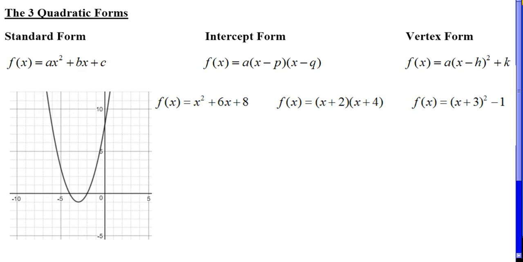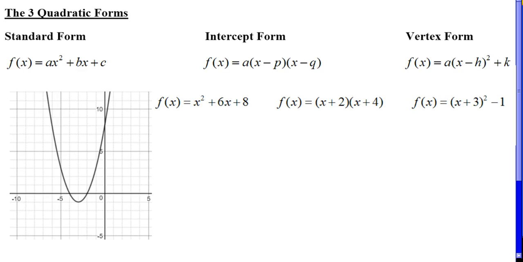The second form is intercept form, in other words, factored form. Some professors and teachers will call it factored form. It looks like this: a times the quantity x minus some number p times the quantity x minus some number q. It's the factored form. It immediately reveals two things. Well, three things, actually.